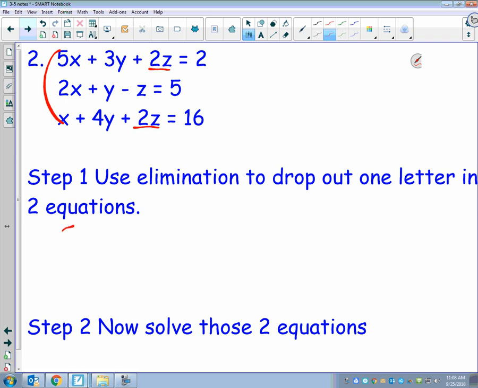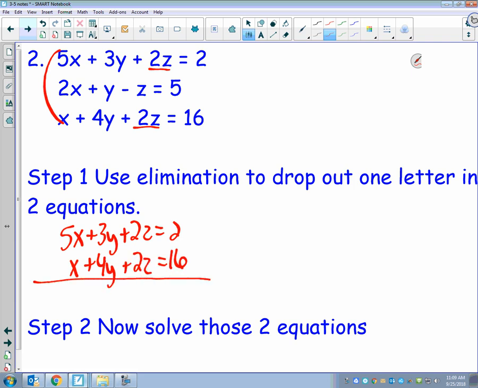So I'm going to take those 2 equations. So I have 5x plus 3y plus 2z equals 2. And I have x plus 4y plus 2z equals 16. And since they're both plus 2z, I need to subtract these. And it helps me to put the subtraction sign all the way through. Some of you are really good and you just keep track of it, but it helps me if I put it all the way through. So 5x minus 1x is 4x. 3y minus 4y is -1y, or just -y. And 2z minus 2z cancels out. And so 2 minus 16 is -14.